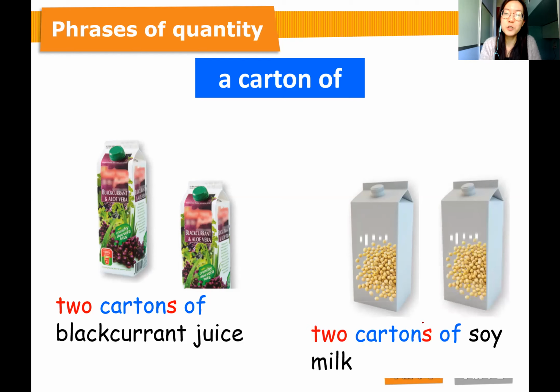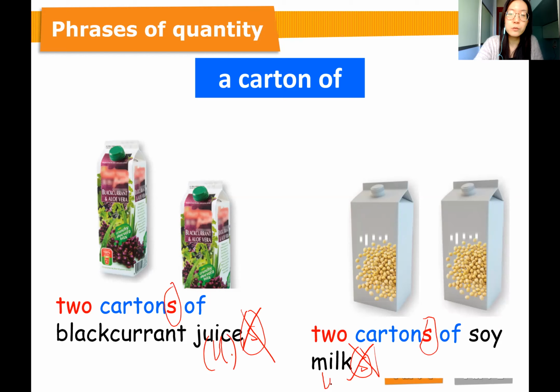2 cartons of soy milk. So we can add the s here. Cartons 兩盒啊嘛，兩包 right? But we cannot add s here. No s here because 我哋數唔到 milk 係數唔到嘅 juice 都係數唔到 uncountable.